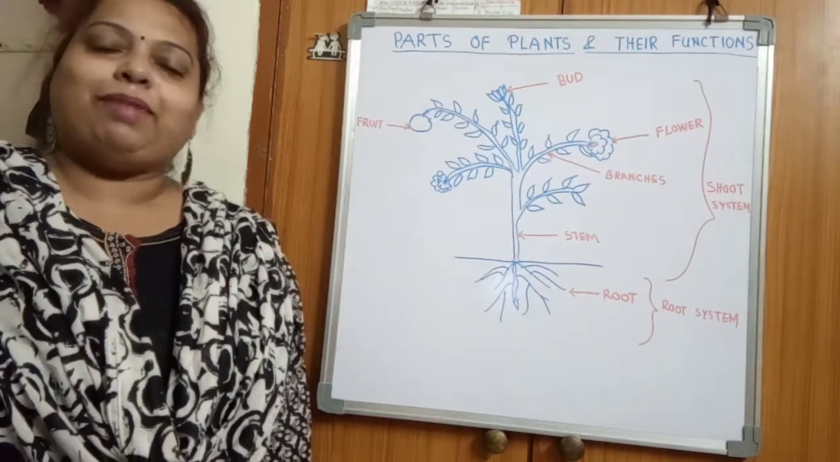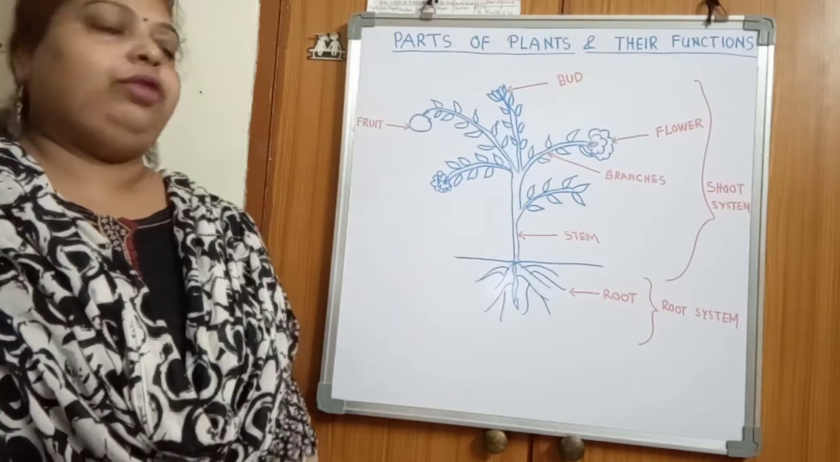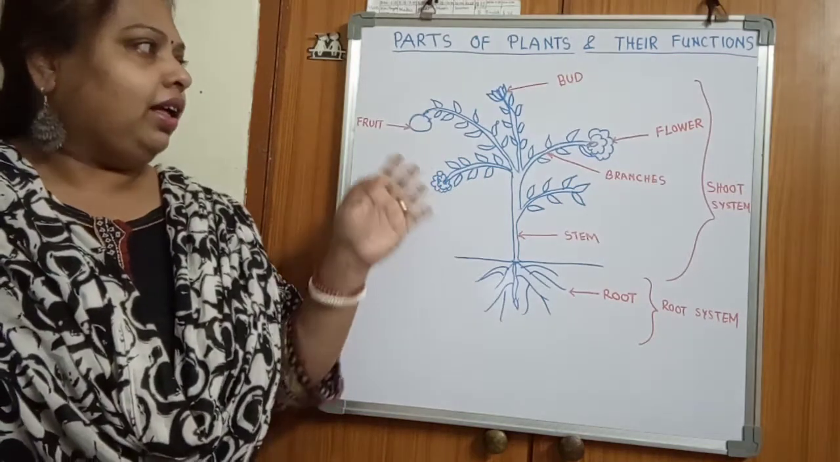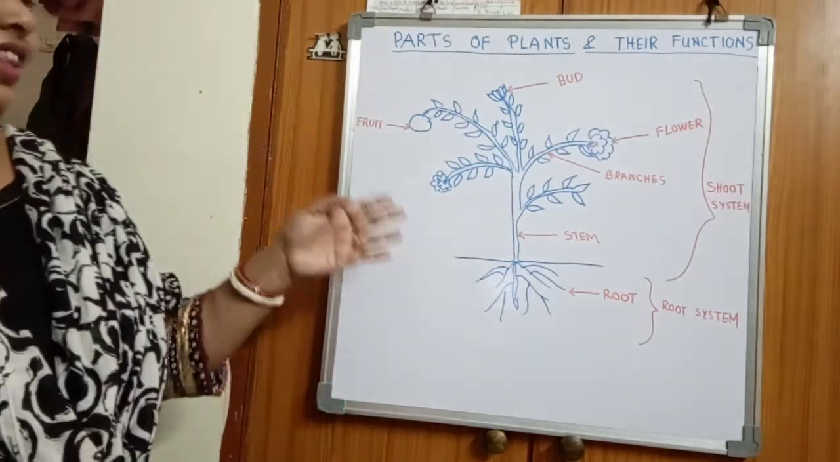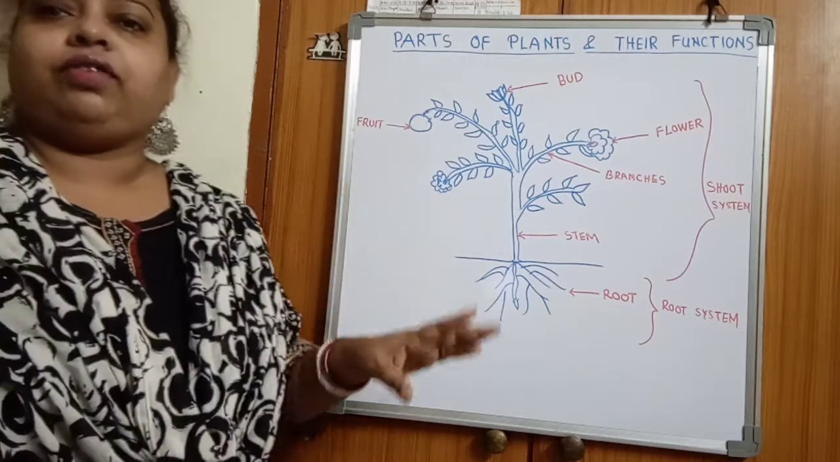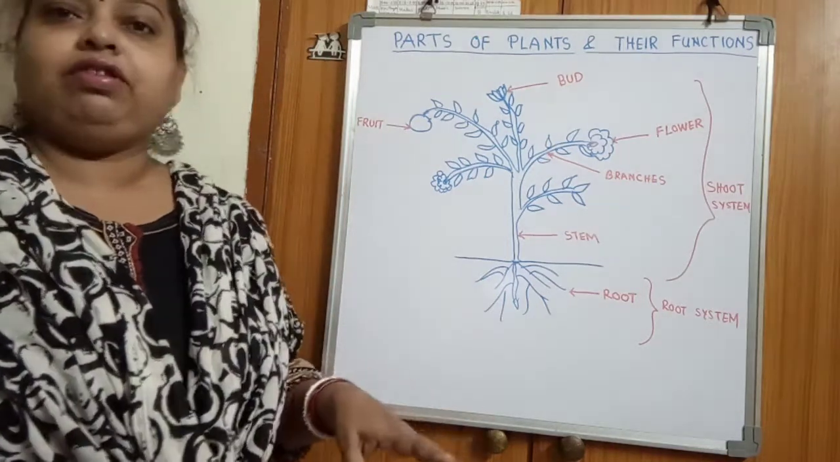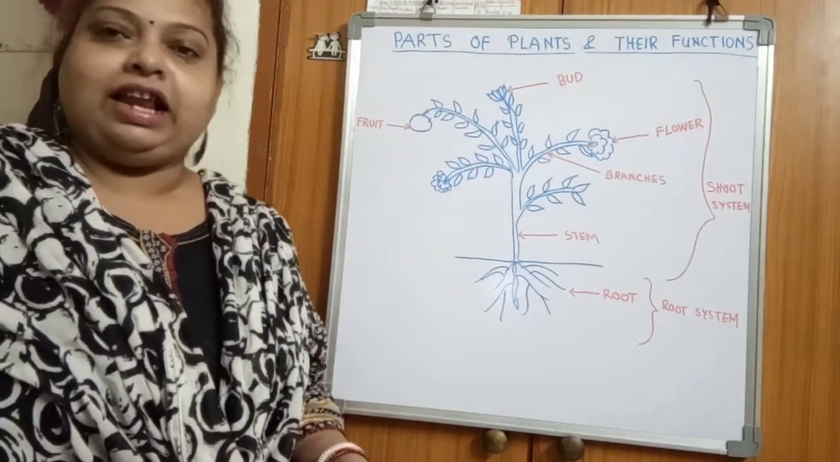So what is the topic? Parts of the plant with their respective functions. You can see on the board, I am not a very good artist, so I can't draw better than this. It's the structure of a plant. Here I am going to discuss all the parts of the plant along with their functions. Well, let me start.